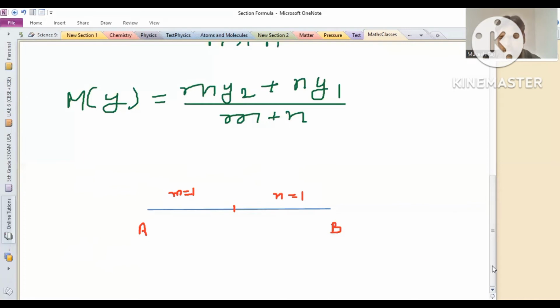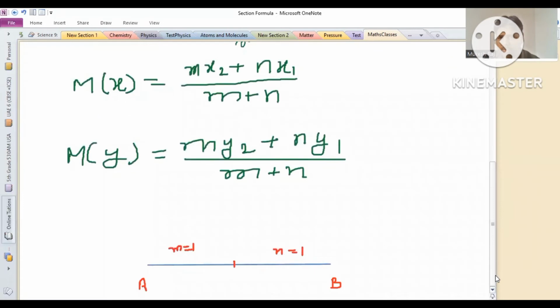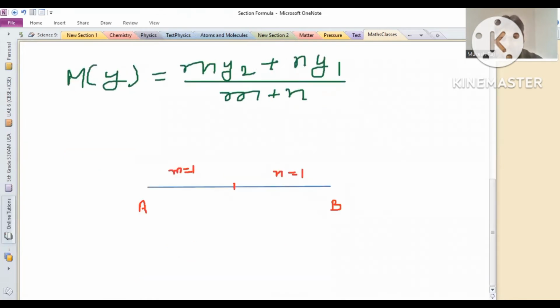Now, I hope this much is clear to you. You would have understood in a proper way how the section formula is being applied. Now the application of this section formula can be done with respect to the concept of a question. Let us see how we can apply this.